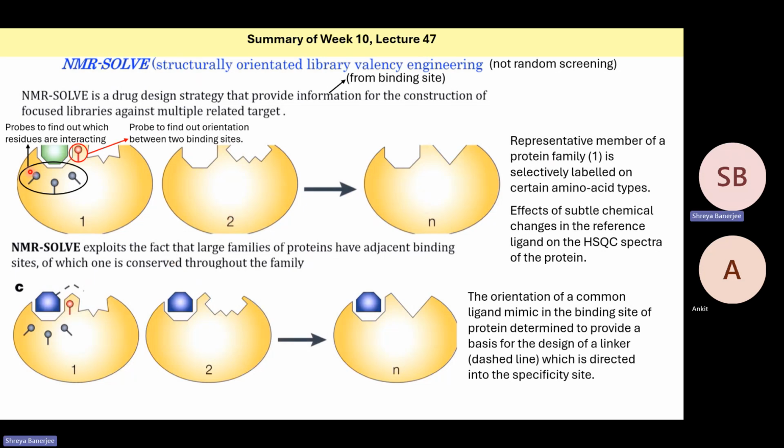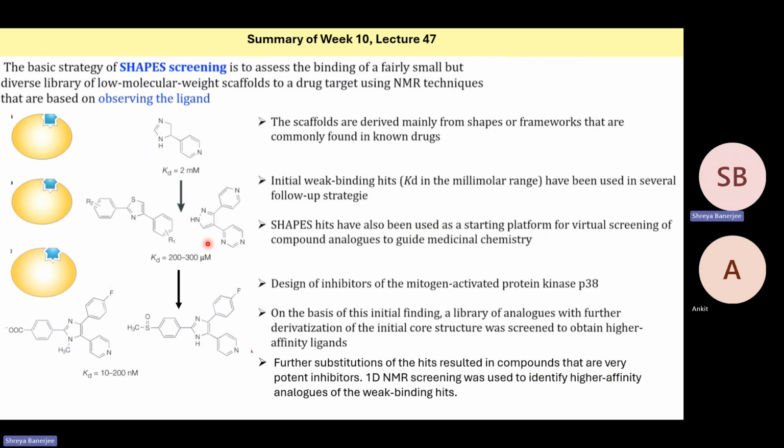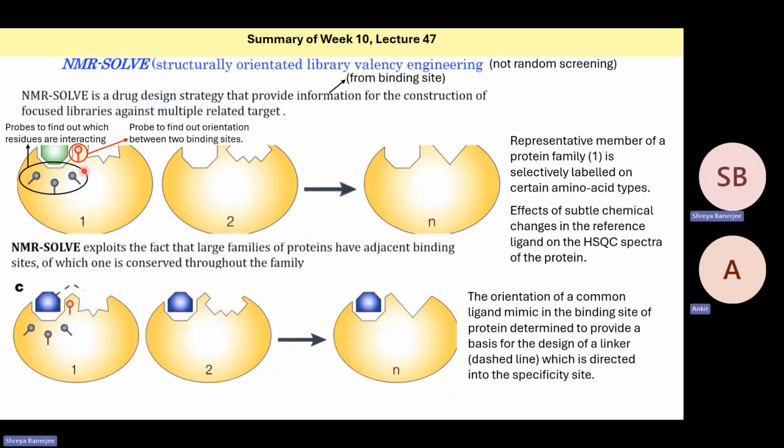So basically, there are certain probes. As we talked about, we can selectively label the methyl groups of the protein. Similarly, here we can selectively label some amino acids which are surrounding the binding site that is common in all members of the protein. So here you can see 3 amino acids which are radio labeled around the binding site. This is done in order to find out the orientation of the binding site, and so what molecules will bind to the binding sites.